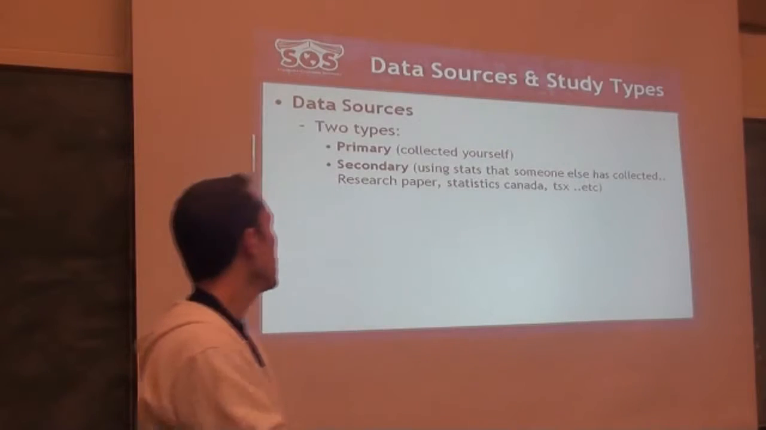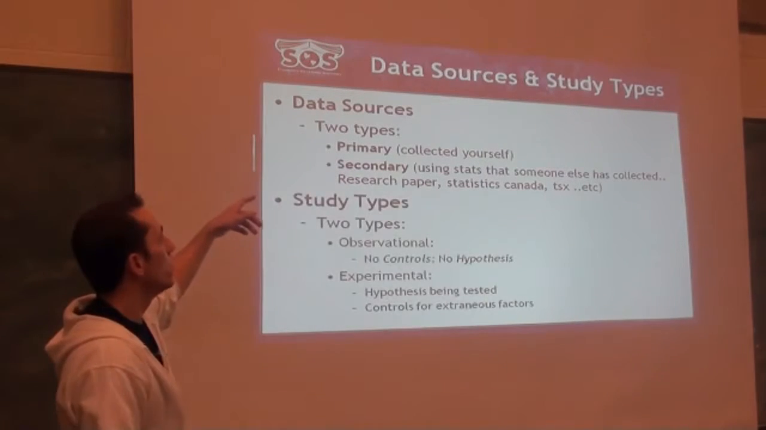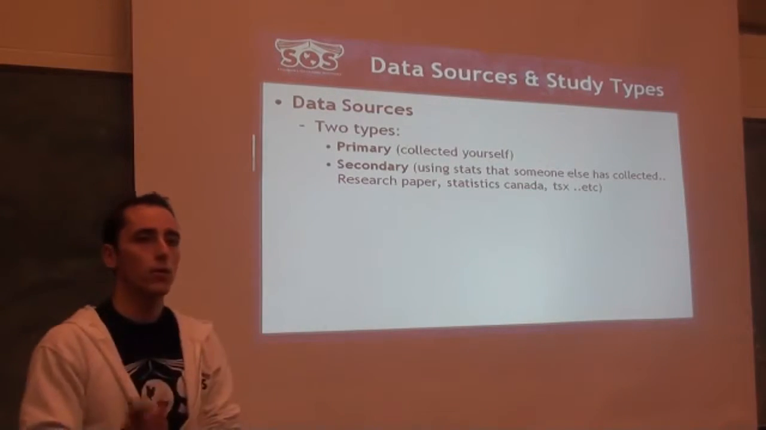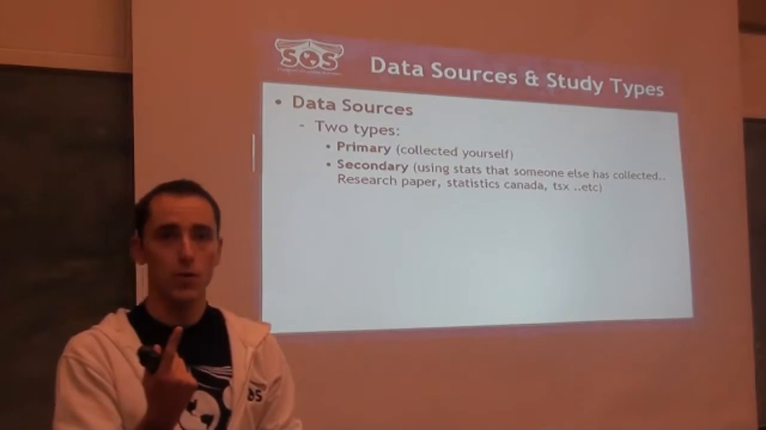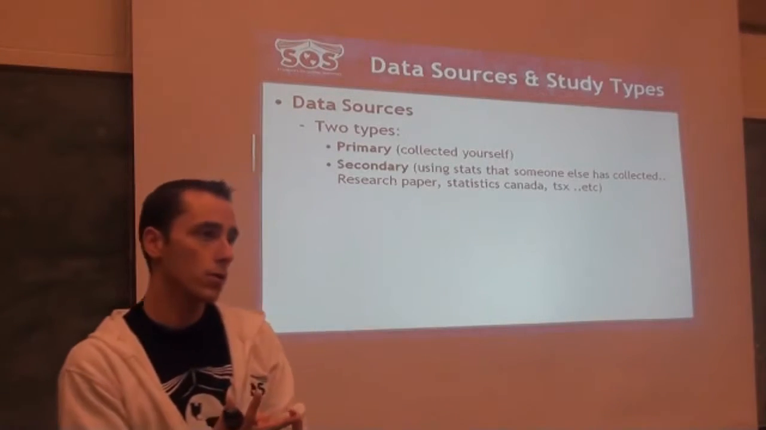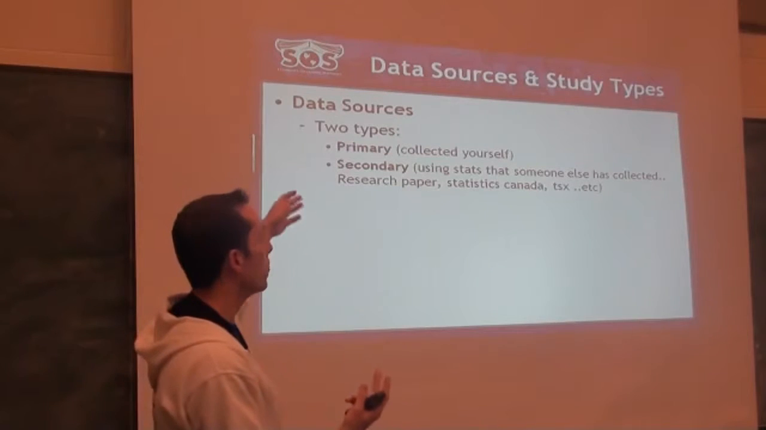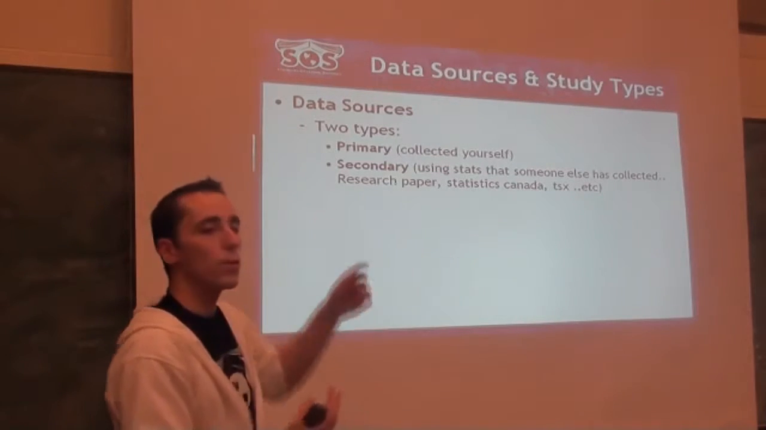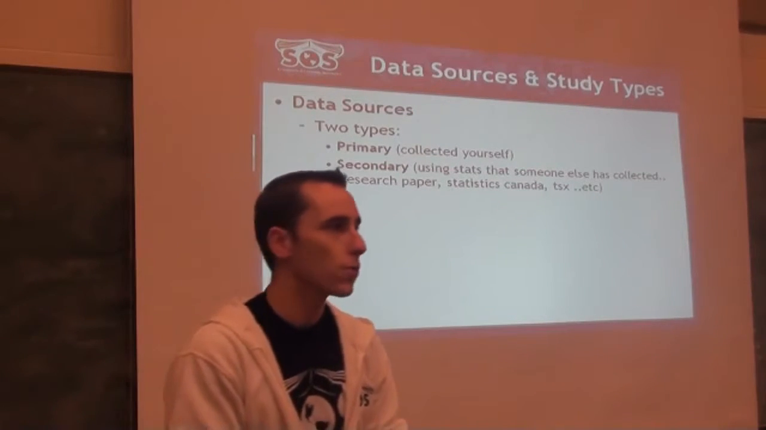Data sources and study types. So there's 2 types of data. You either can do it yourself, which is a primary source, or you get it from someone else, which is a secondary source. So if you're using stats from a research paper or Statistics Canada, it's a secondary source.